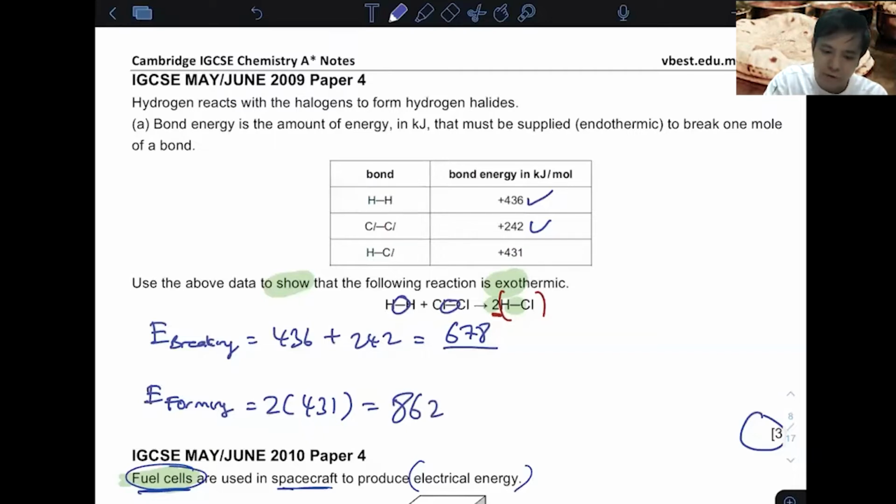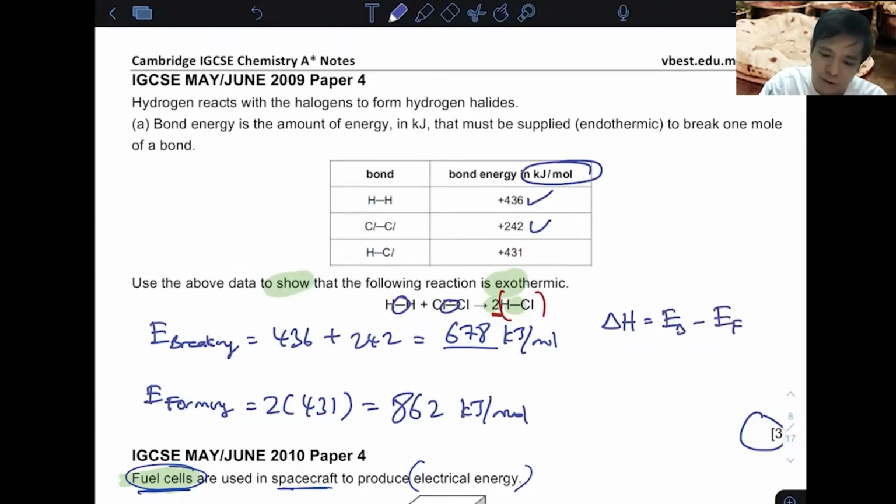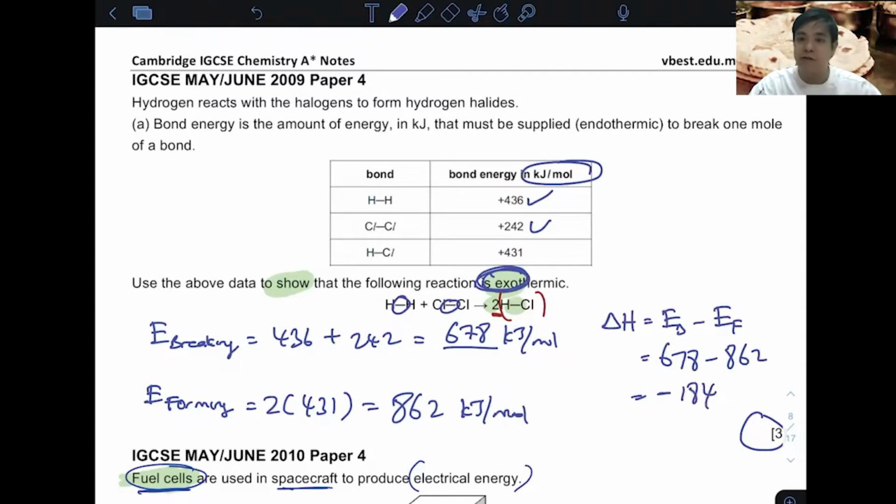Okay, so since it's kilojoules per mole, A star student, right? Don't let your teacher have a chance to minus your marks. So delta H will be energy for breaking minus energy for forming. Just take the before minus the after. Okay, so since they mentioned exo, guys, they are so friendly. They already mentioned exo. So just take this and minus. So negative 184. See, once you get negative, you're on the safe side because they say exo. So kilojoules per mole.